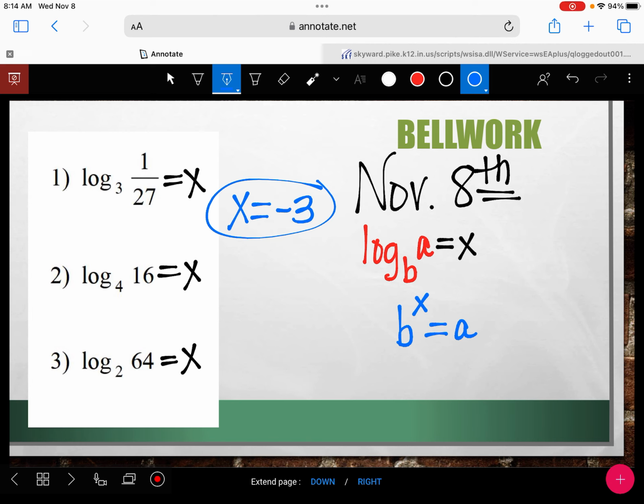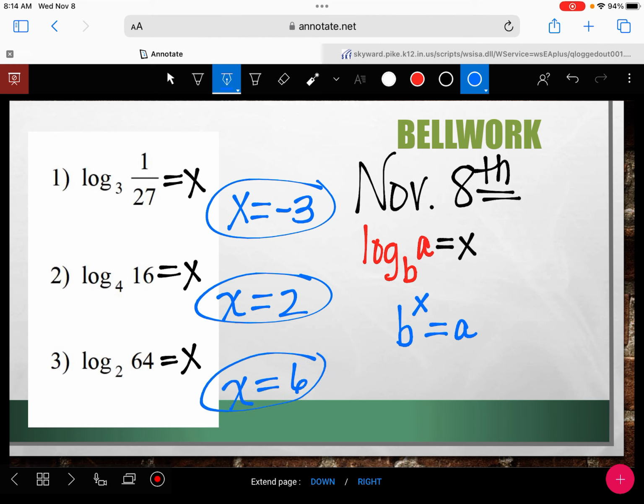For number 2, 4 to the what power is 16? 2. So X equals 2. And for number 3, 2 to the what power is 64? 6.